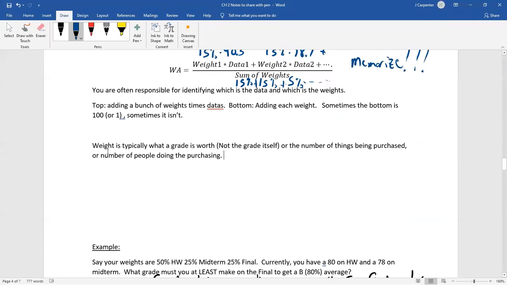But when we're talking about grades, your weight is typically what a grade is worth, not the grade itself. Again, the grade itself is what you earn. What the grade is worth is me saying it's 15%, it's 5%, it's 20%. When you're talking about items being purchased, it tends to be the number of things purchased, because the more you buy, the more weight that category will have.